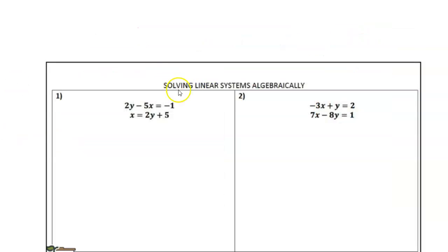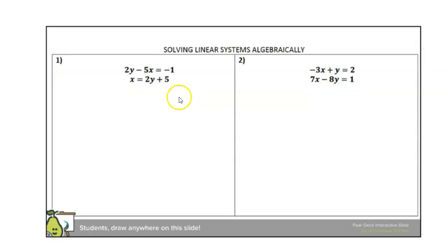All right, moving on to the next page here, solving linear systems algebraically. In this case, think back to the hints. How are we going to solve a system of equations in which one of these equations is already solved for a variable? That's right, we're going to use substitution because we know that x is equal to 2y plus 5. Let's substitute that in for x, right? So now let's solve for y on this particular equation.